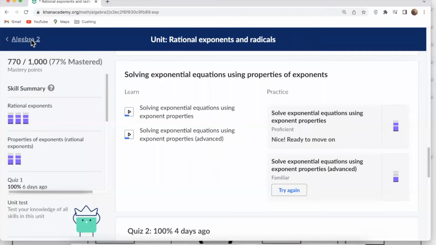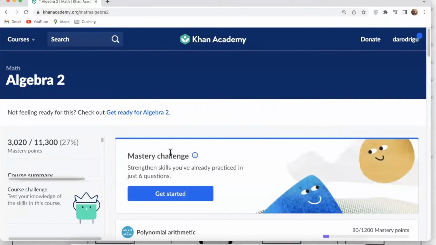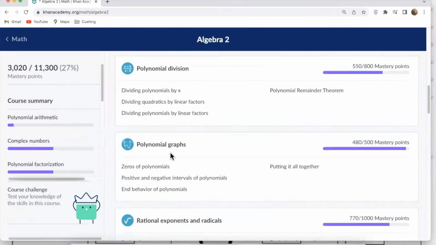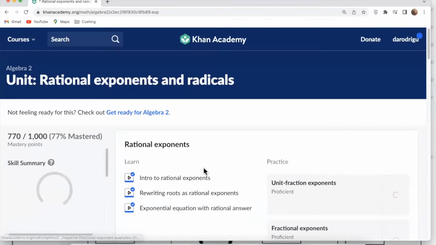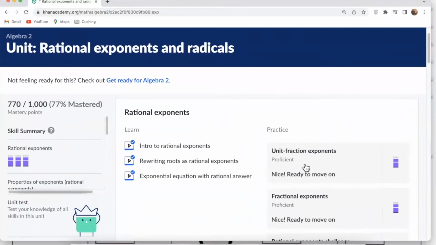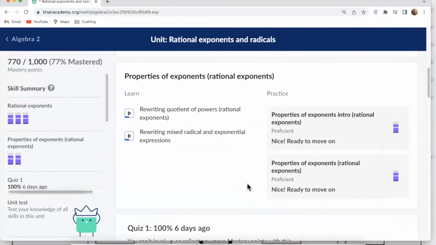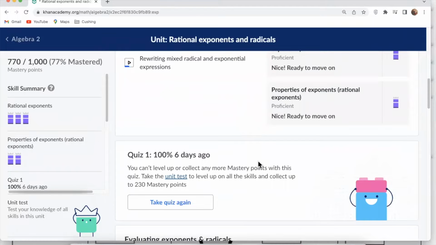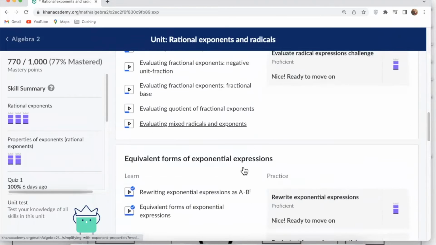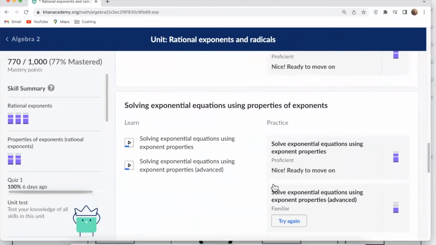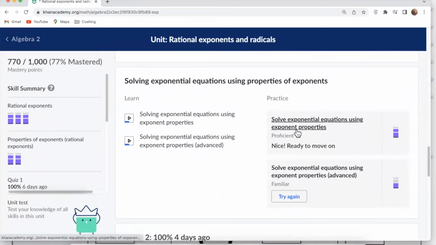Hey everyone, so I am in the Khan Academy Algebra 2 class right now, and I'm scrolling down to the units on rational exponents and radicals. There are a lot of good videos on the rules of exponents and the rules of radicals and how things are written. I'd recommend those to get ready for the later lessons here.